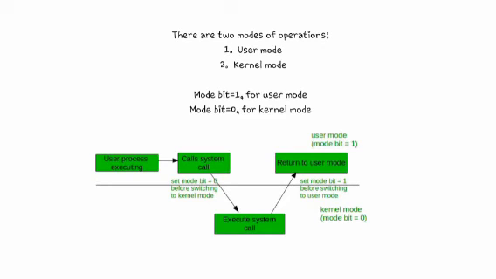There are two modes of operation. The first one is user mode and the second is kernel mode. A mode bit is used to distinguish between user mode and kernel mode. If the mode bit is 1, then it is user mode. If the mode bit is 0, then it is kernel mode.